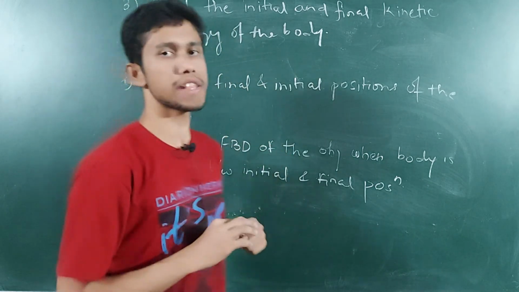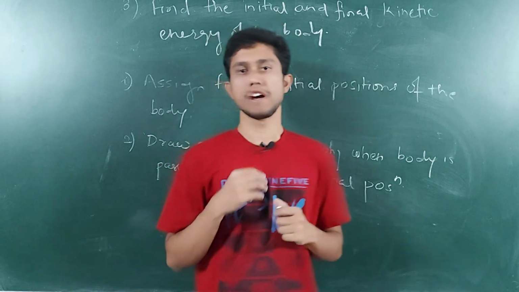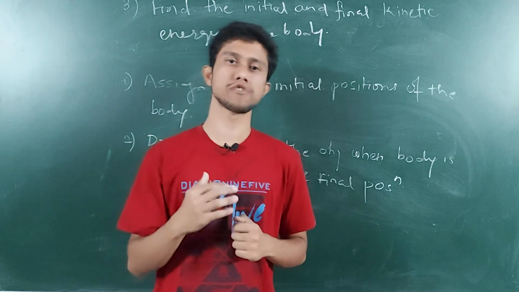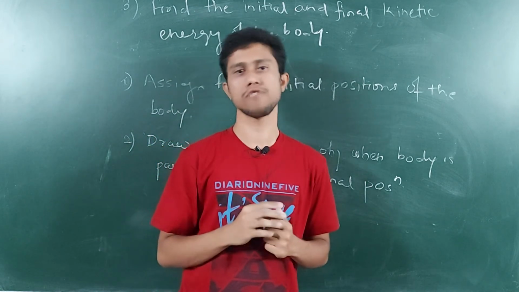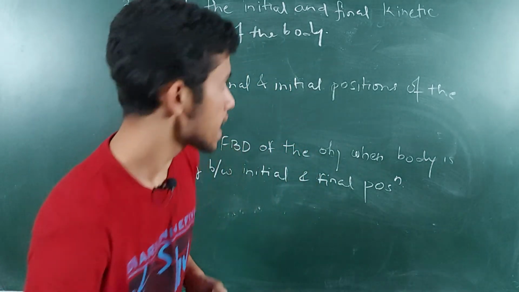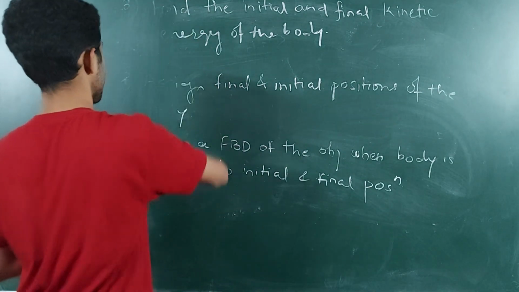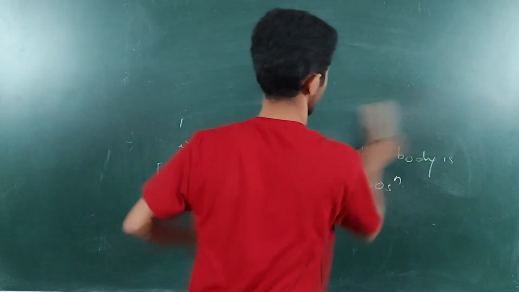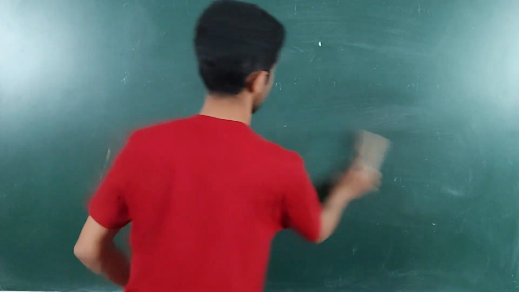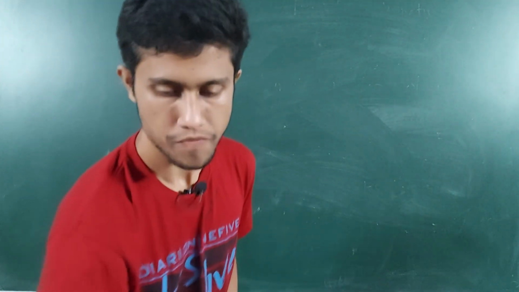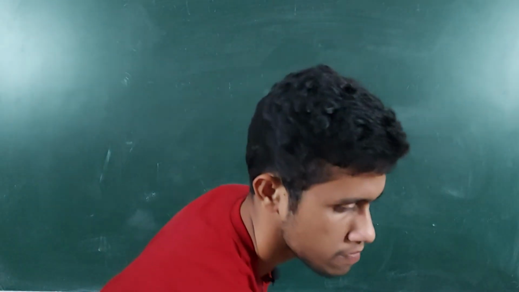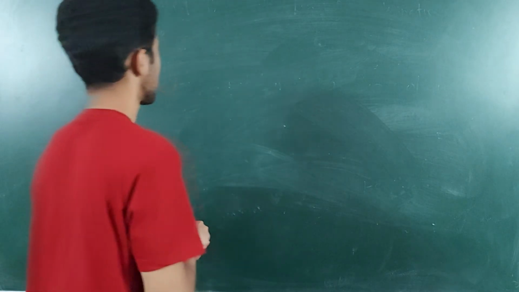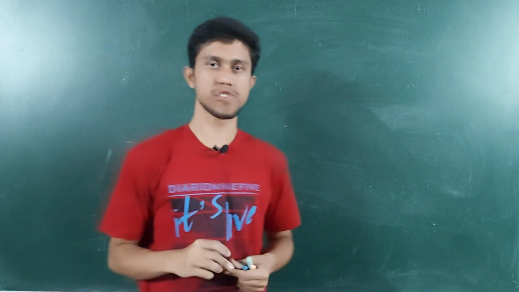So these three are the most important steps in the work energy theorem, and these three steps are sufficient to make you solve questions on different types of work energy theorem. Now let's take an example which will clarify your concepts of work energy theorem. Now we'll take an example which you have seen earlier.